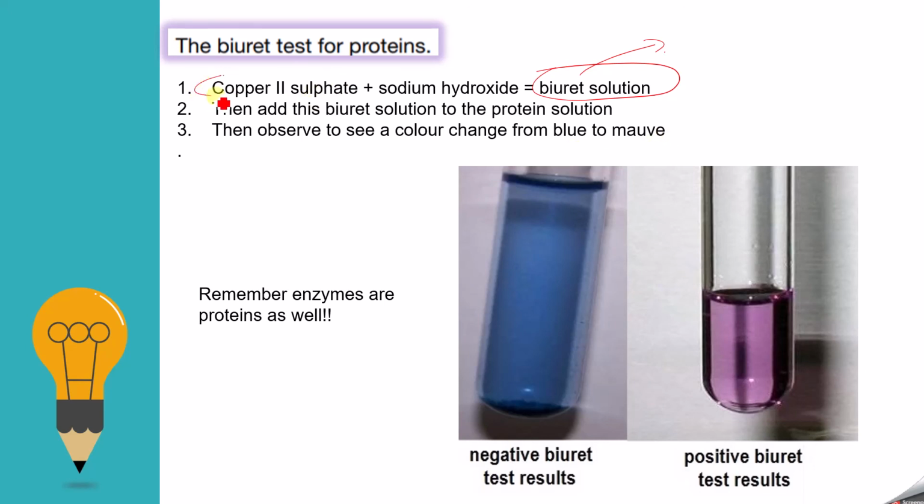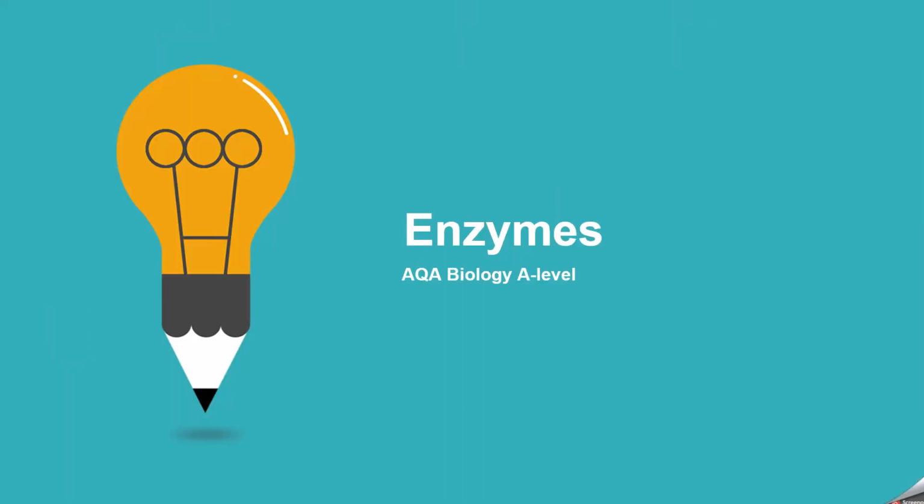They could in the exam say, Jonathan mixes copper 2 sulfate and sodium hydroxide, then he adds it to a test tube and he sees a color change from blue to mauve. How do you know what's in this solution? Well, obviously it's going to be a protein, because copper 2 sulfate plus sodium hydroxide is what makes up the biuret solution. Remember, enzymes are proteins as well, and we'll cover enzymes next.